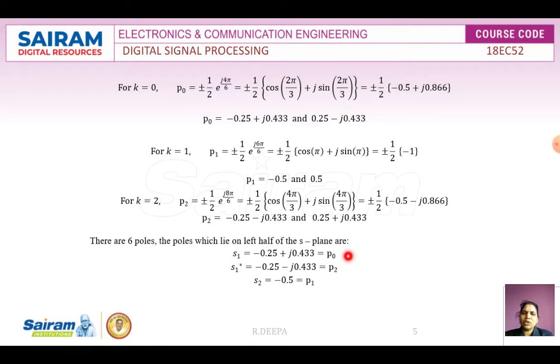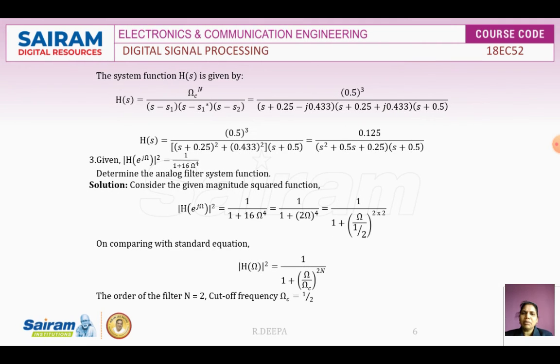In this, let us locate the poles on the S plane. The pole P naught, which can be taken as S1, can be substituted in the polynomial as S minus S1. The first pole P naught is minus 0.25 plus j 0.433. I am replacing this P naught with S1, and its conjugate is minus 0.25 minus j 0.433. The second pole, for k is equal to 1, we are getting as minus 0.5, and the other one is plus 0.5. Using that I am going to write the transfer function.